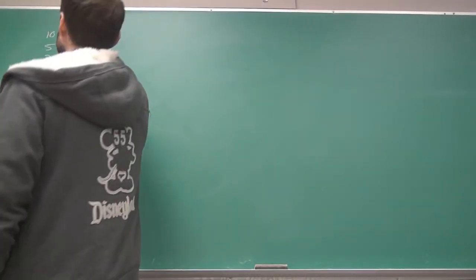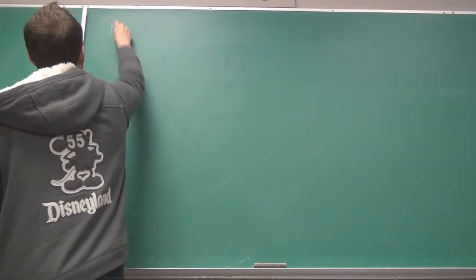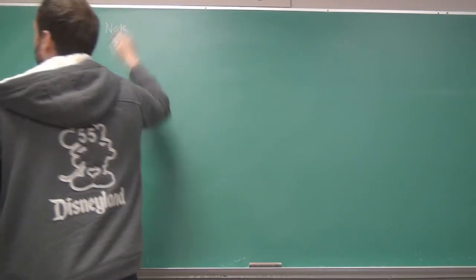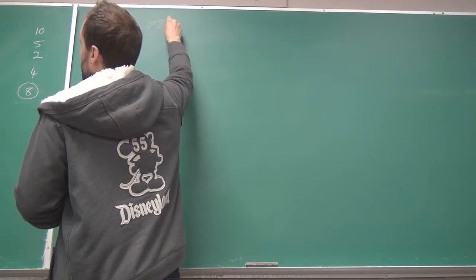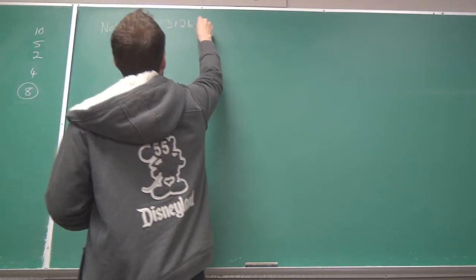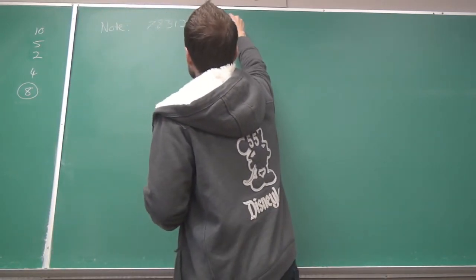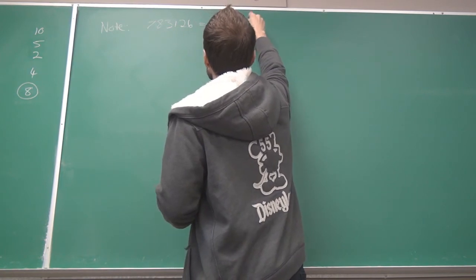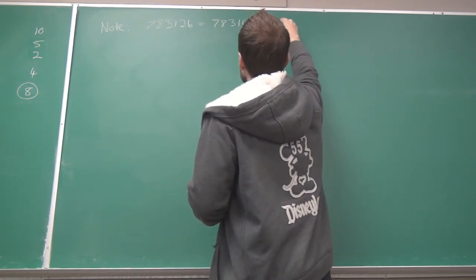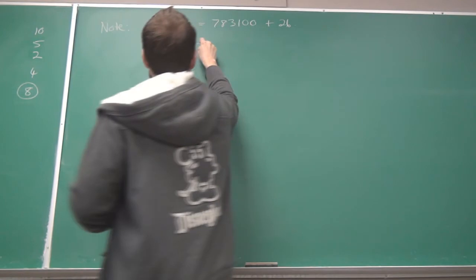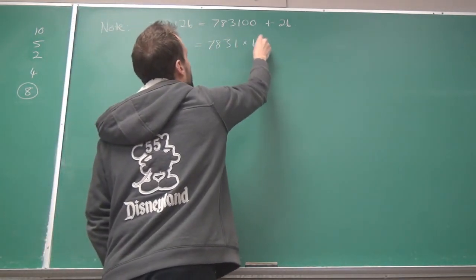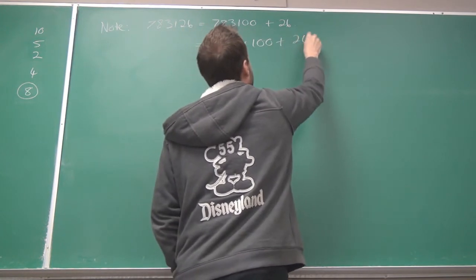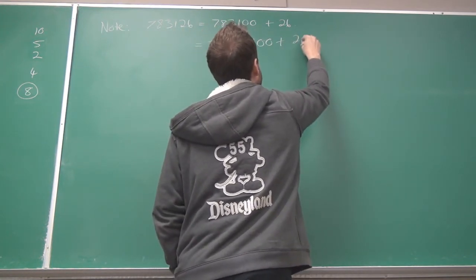If I take that same number, I can again write it as 783126 as 783100 plus 26, and then this is 7831 times 100, just like we did for 4, oops, not 4, 6.